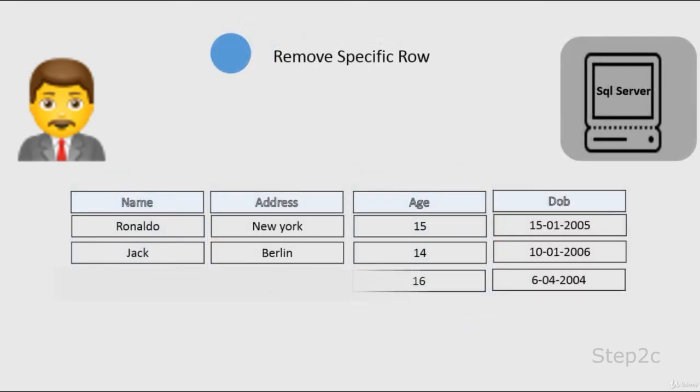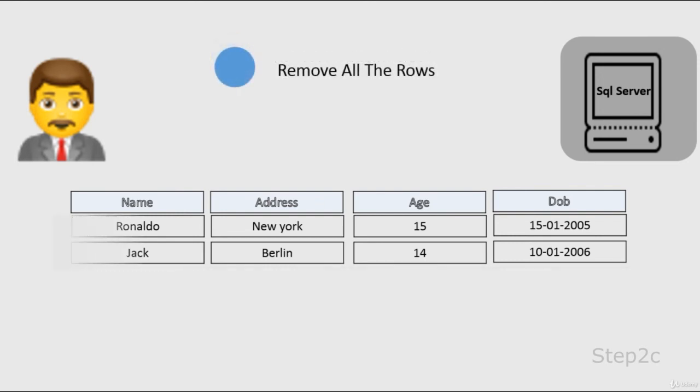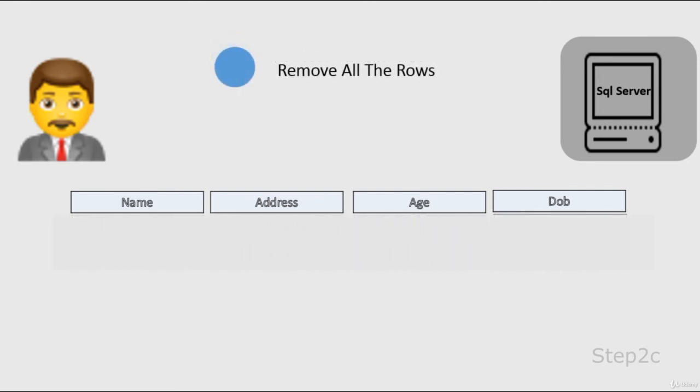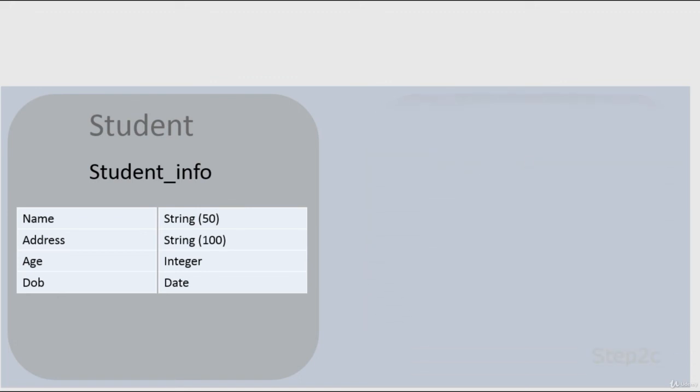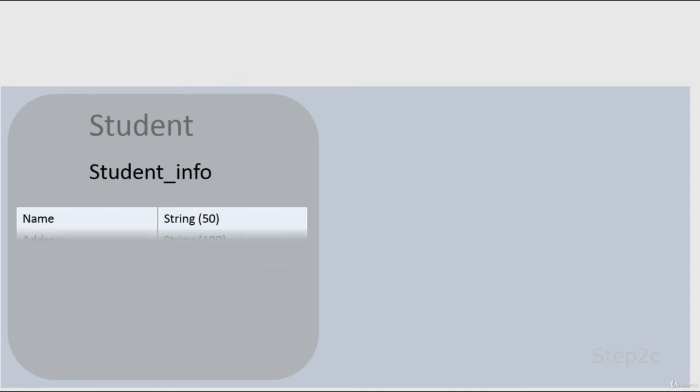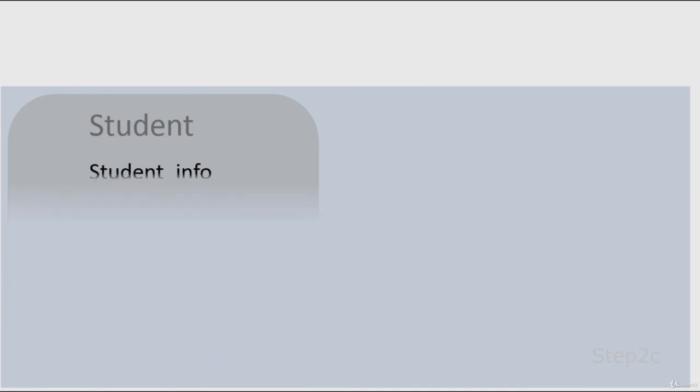Then we saw how to remove specific rows, and also how to remove entire rows from a table by using the delete statement. Also we saw how to update the records and how to remove an entire table from the database. We saw how to delete or drop the tables student info and contact info from our database. And finally we saw how to drop the database called student.